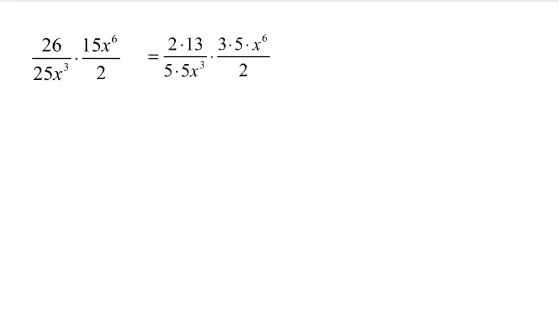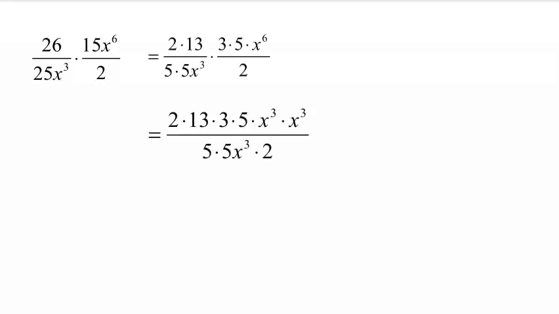So this is what I have currently. And you'll notice what I did with x to the 6th. I made it x to the 3rd times x to the 3rd, so that x to the 3rd over x to the 3rd can divide out. Also notice when I multiply fractions, we can write it as a single fraction, 2 times 13 times 3 times 5 times x to the 6th over 5 times x cubed times 2.